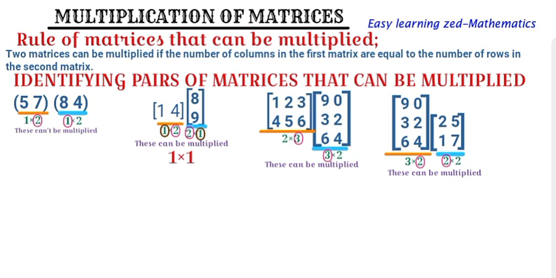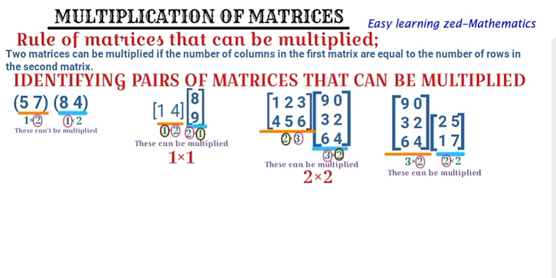Let's look at this third example, the second among these which can be multiplied. This one has 2 on one side and 2 on the other. So this is telling us that the order of the product we're going to get after multiplying these two matrices is going to be 2 by 2.